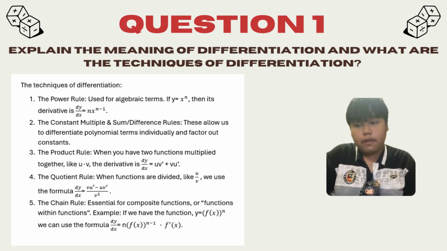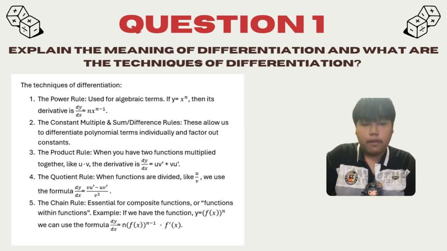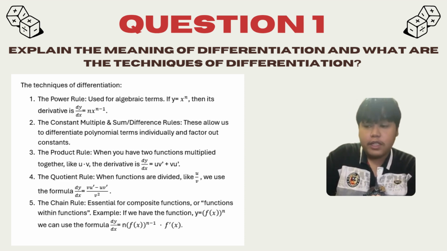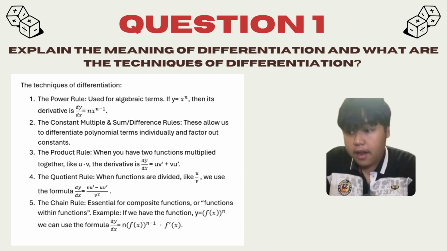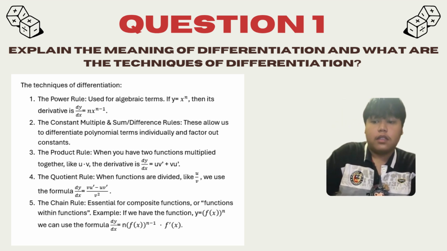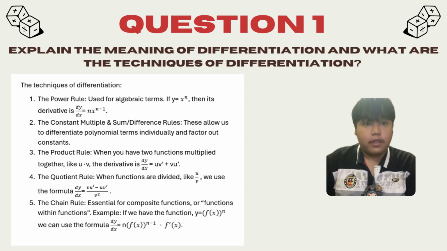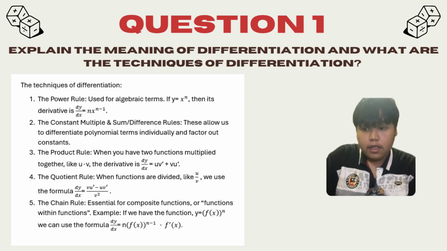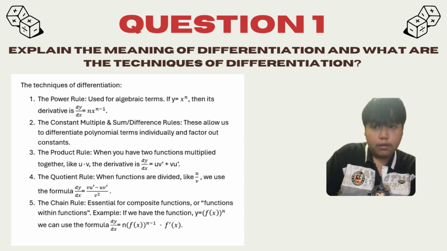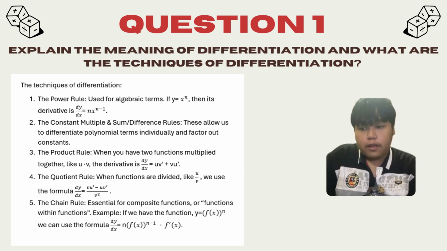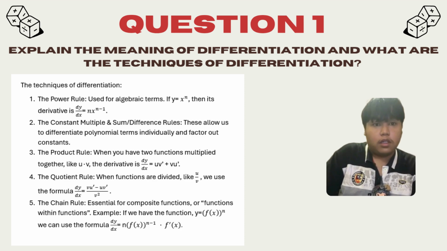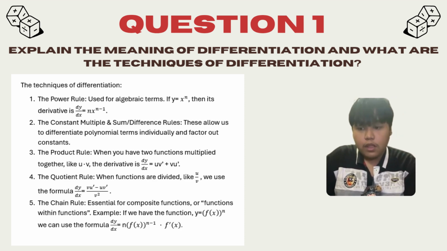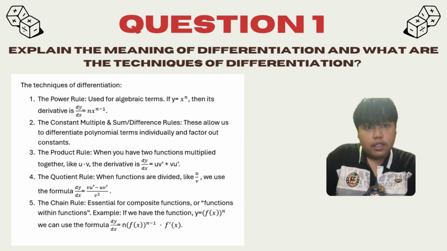To find the derivative efficiently, there are several core techniques of differentiation. Let's review the main ones that you need to know. The first technique is the power rule. The second technique is the constant multiple and sum and difference rules. The third technique is the product rule. The fourth technique that you need to know is the quotient rule. And the last technique is the chain rule.